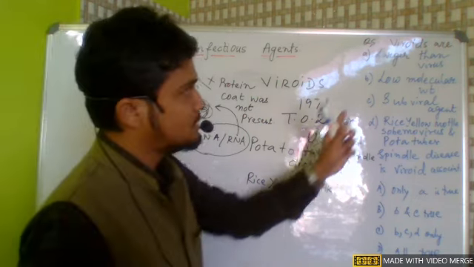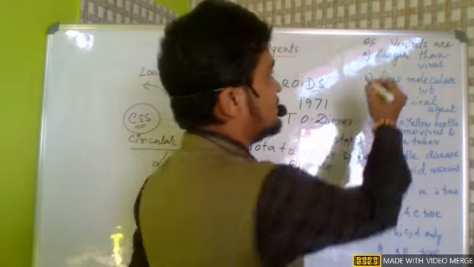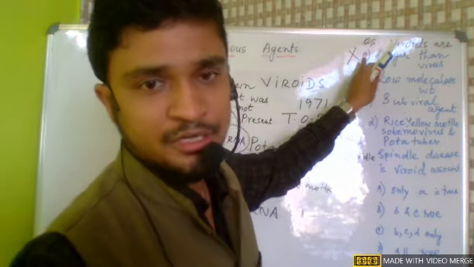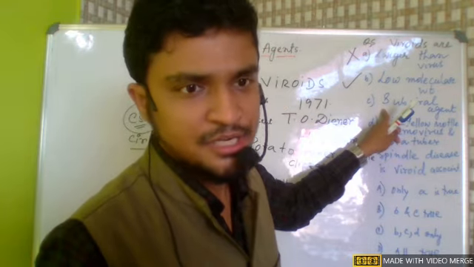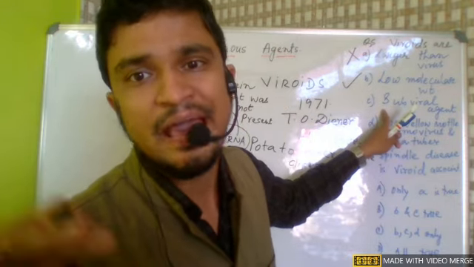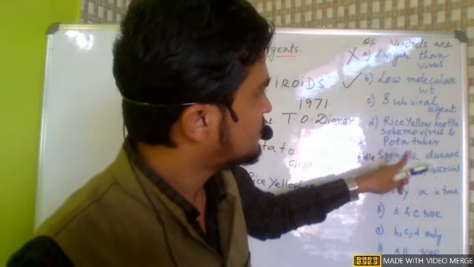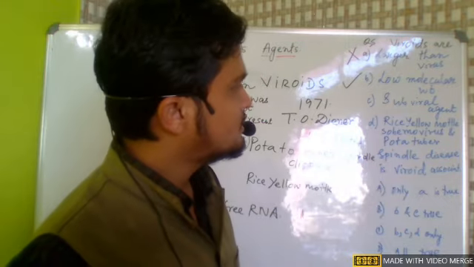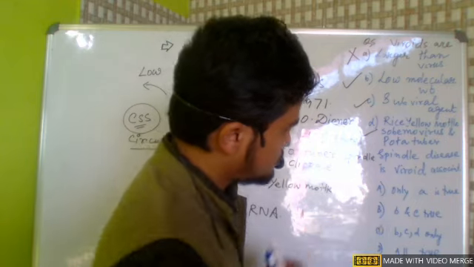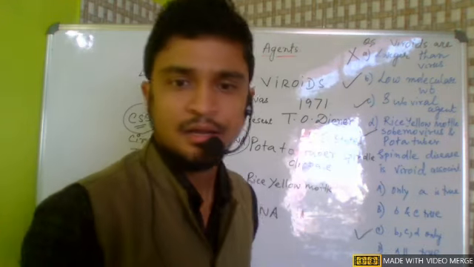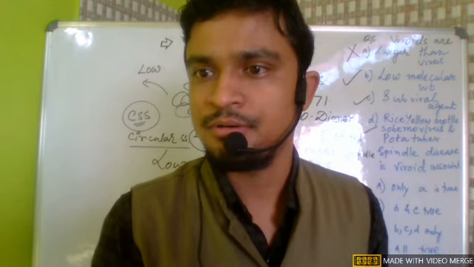Now come to the question here. Viroids are larger than viruses? No, they do not have a protein coat, so they are smaller than viruses. So the first option cannot be true. It is low molecular weight, that is true. It is a sub-viral agent, that is also true, because it depends on another virus to cause infection. And rice yellow mottle sobemovirus and potato tuber spindle disease are viroid associated, that is also true. So B, C, D is the correct option, and we will solve one more question from NEET. Okay, so keep watching.